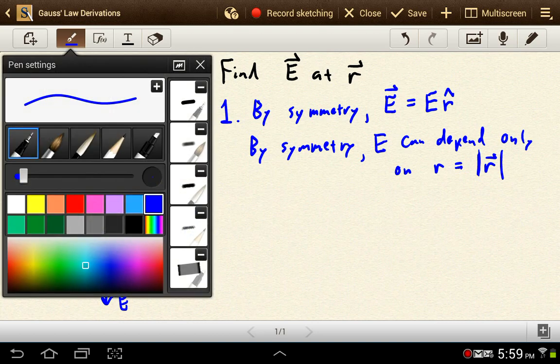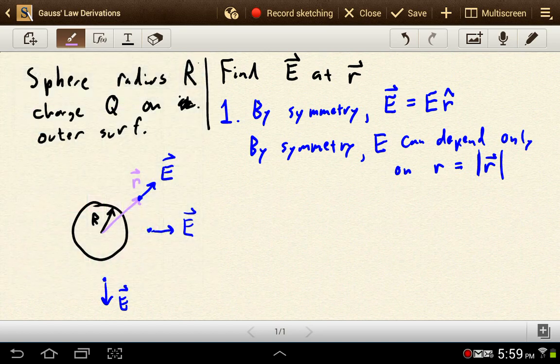Okay? The magnitude is determined by that distance, and the direction also. Or, sorry, not the direction, well, the positive or negativeness of it. But the direction is always going to be pointing either outward or inward, and it's got to have the same magnitude at the same distance r. So this is r, and this is r, then these all have to have the same magnitude, even though I've written the vectors differently.